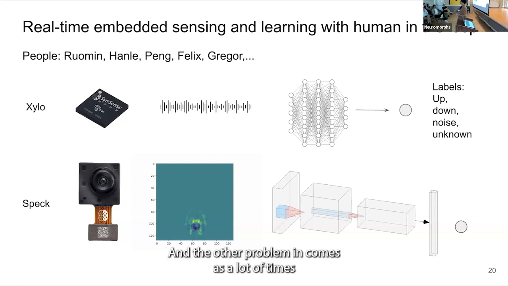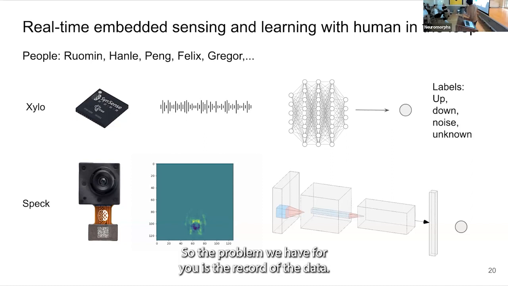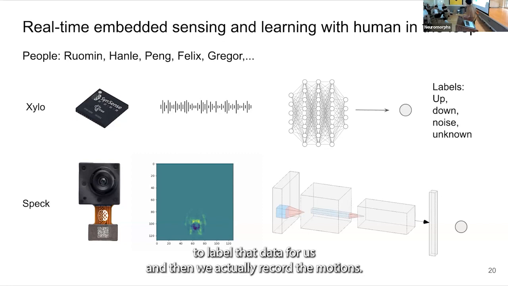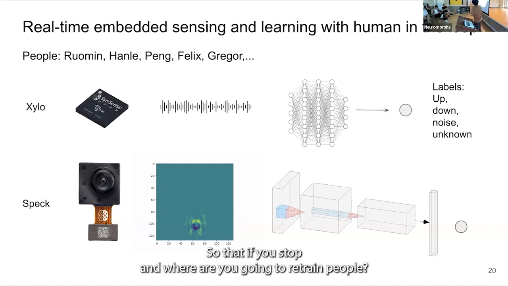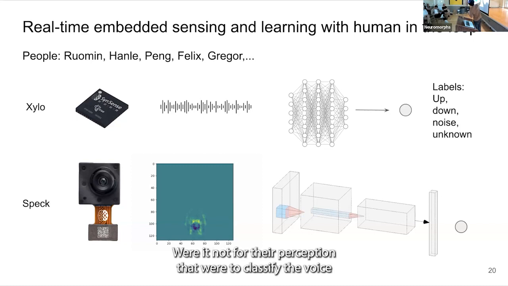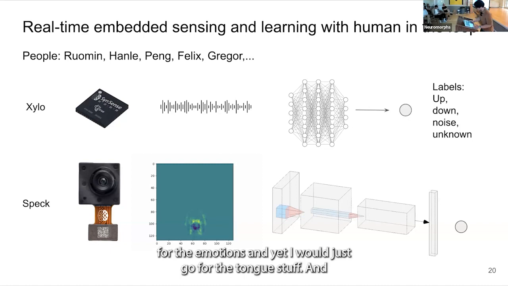And the other problem is that a lot of times we don't know how to label the data. So the process we have here is we record voice from Xylo to label the data for us. And then we actually record the DVS motions using Speck. And we train a feed-forward multi-layer perceptron network to classify the voice. And we have another feed-forward spiking convolutional network to do the gesture detection for the motions. And yeah, I'll just go to the fun stuff.